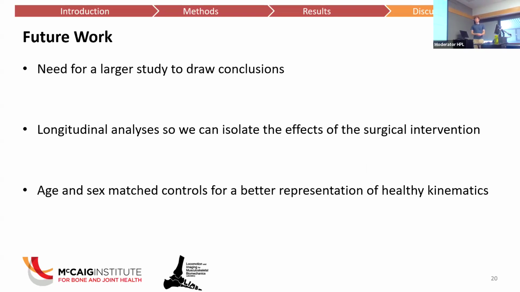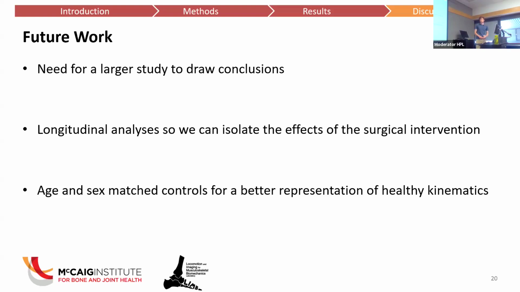So future work, we need a larger study to draw conclusions. We only have a case study. This is more of a pilot to then kickstart a longer longitudinal analysis of pre-surgical patients, comparing them to the post-surgery patients. So we can really isolate the effects of that surgical intervention and see what that surgery is doing to their kinematics in the hind and mid foot.